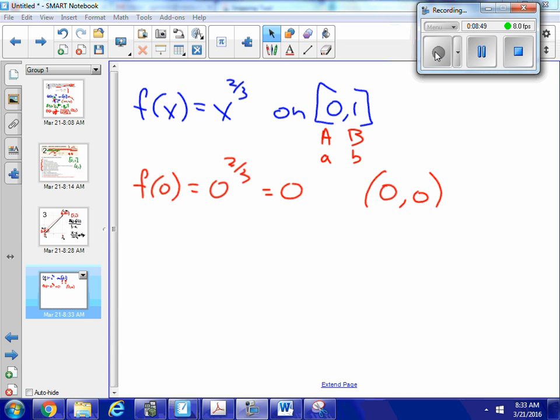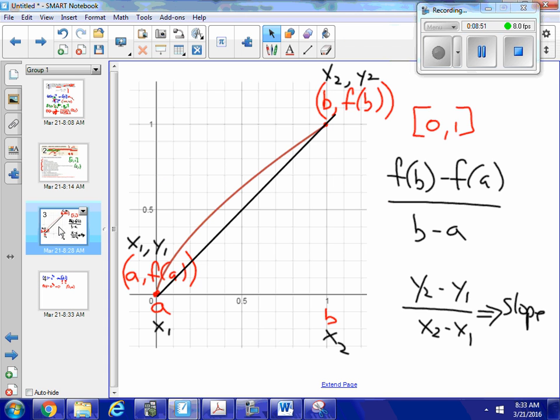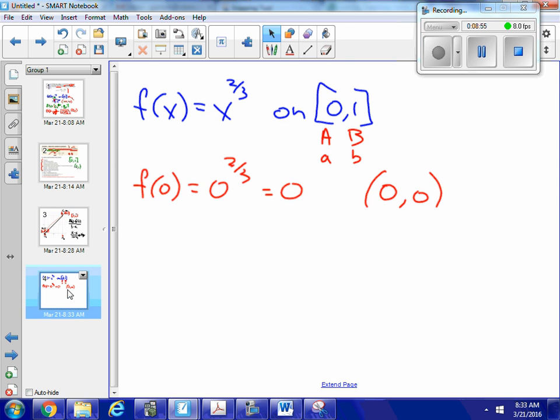How about f of 1, the other end, the b? F of 1 is equal to 1 to the 2/3 power. Well, that's equal to 1. So that point is going to be 1 for my x value, 1 for my y value. And again, looking at the graph, that seems to make a lot of sense.